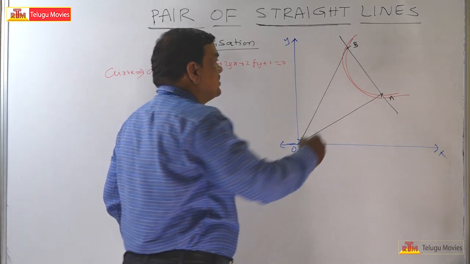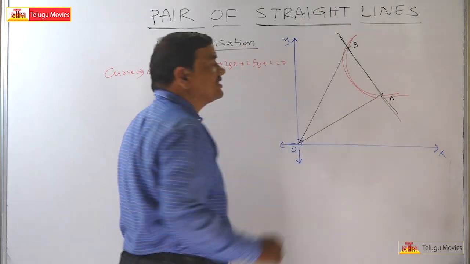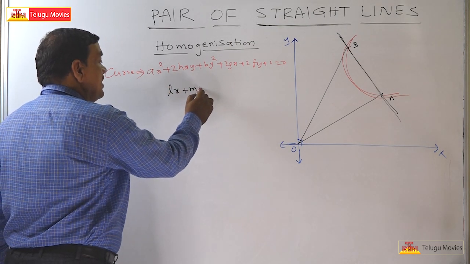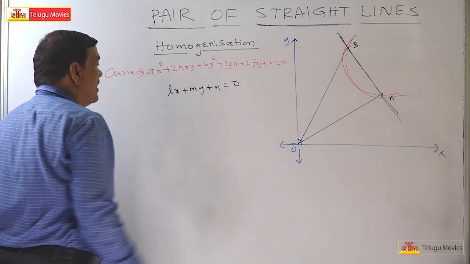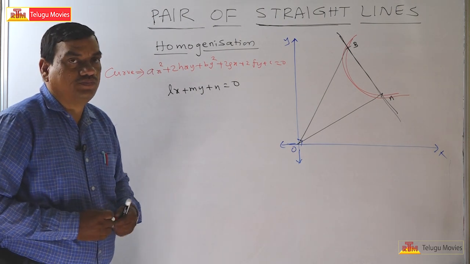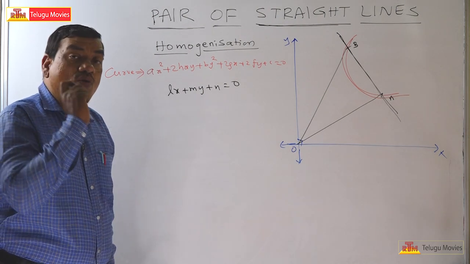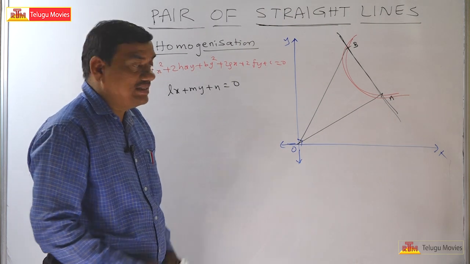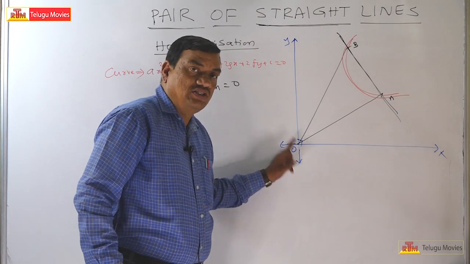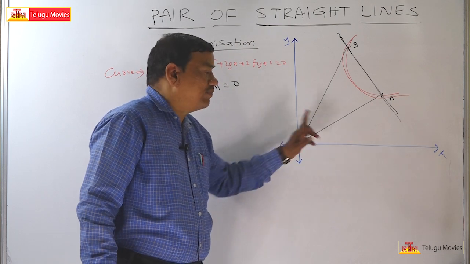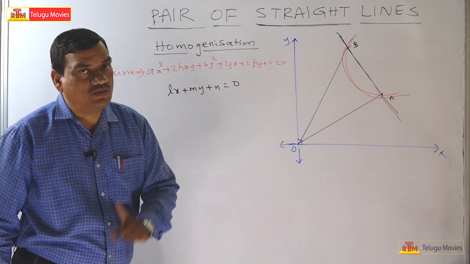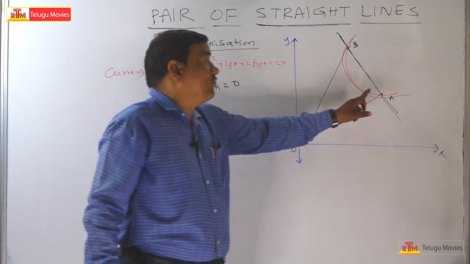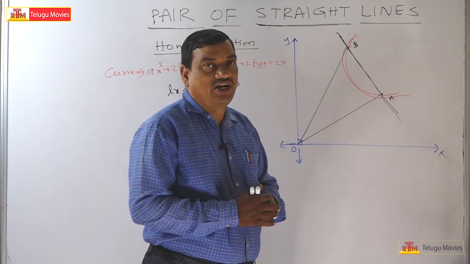Let us take a straight line which intersects this curve at A and B. Let the equation of the line be lx + my + n = 0. Now I want to find the equation of the pair of lines passing through the origin, both lines must pass through the origin and the points of intersection of the curve and the straight line.